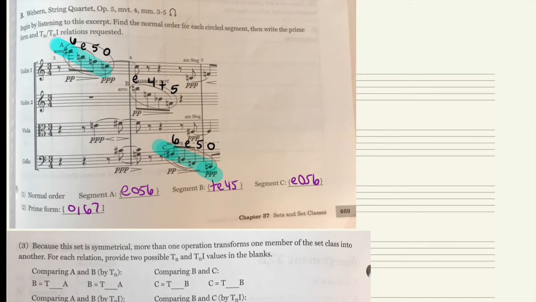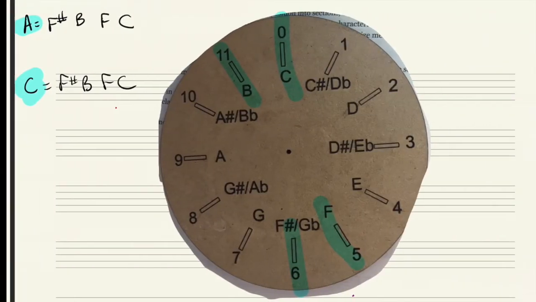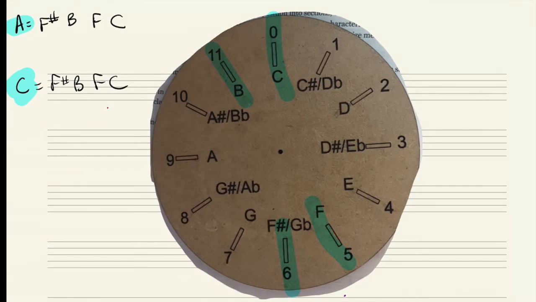So all the sets are related. We know they're related because they have the same prime form. So first I want to talk about what a symmetrical set is. On this screen I have the clock face marked with sets A and C, which are the F sharp, 6, the B, the 11, F is 5, and C is 0. So you see those highlighted in teal.